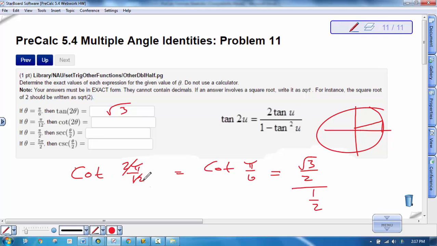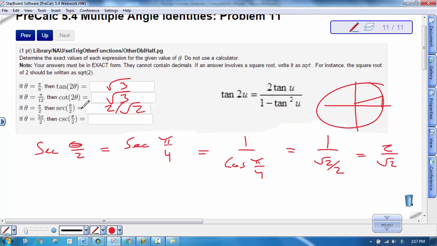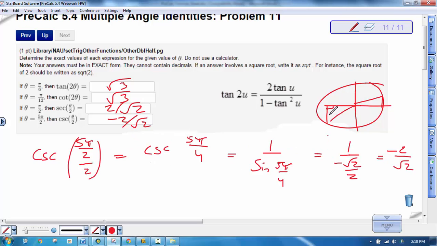Cotangent of 2 times theta would be 2 pi over 12. You can simplify it to 30 degrees and then do cosine over sine for 30 degrees, which gives you this, which simplifies to square root of 3. Next one, secant of pi over 2 is secant of pi over 4 then. If you simplify it, plug in pi over 2 for theta here, and then just rewrite it, 1 over cosine. And I'm out of time, so the last one ends up being negative 2 over square root of 2, and here's the work if you want to pause it and look at that.